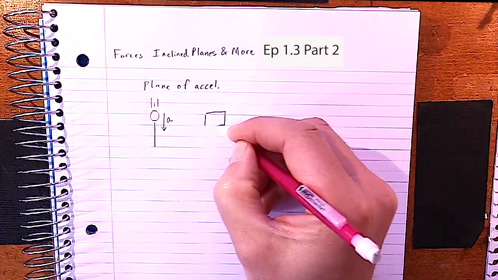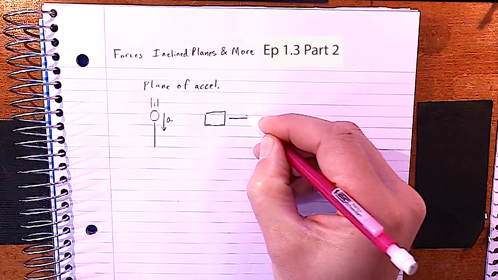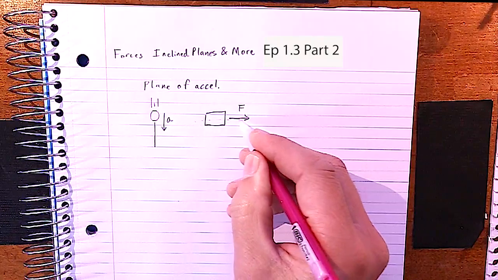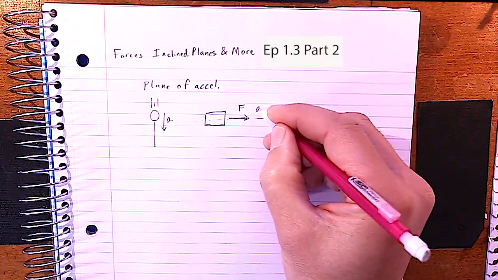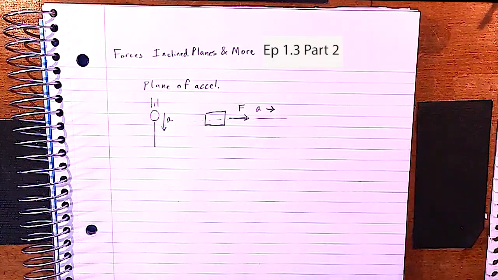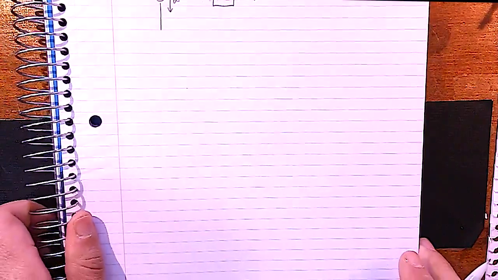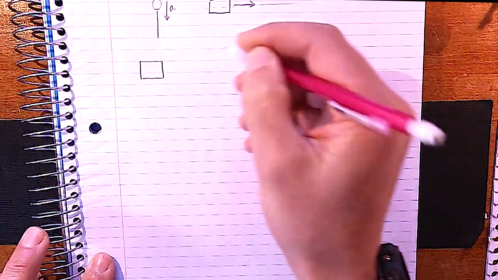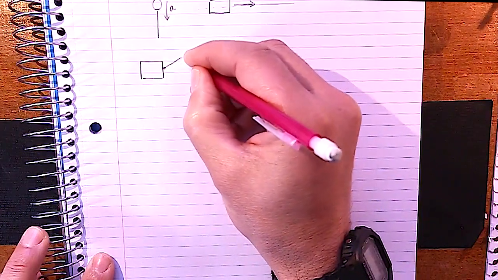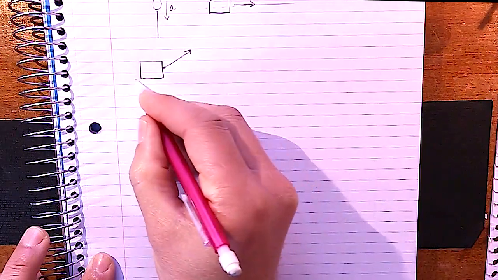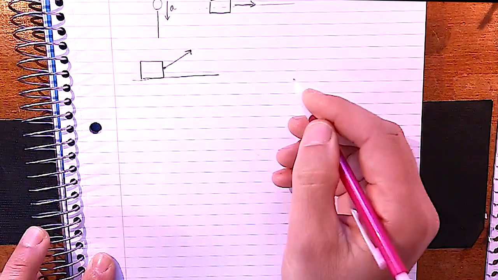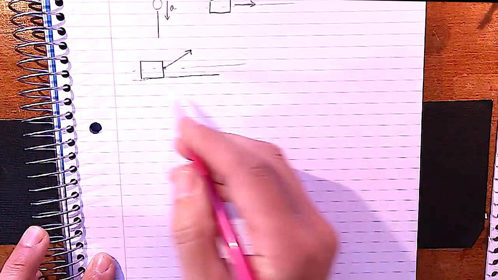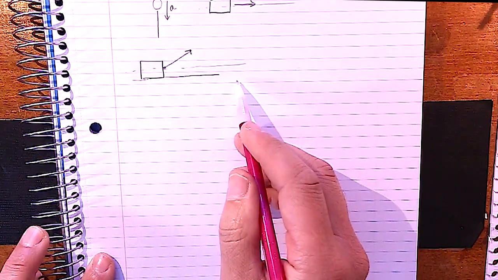In the same way, if we have a block that's dragged to the right with a force, our plane of acceleration is also along here. So our acceleration acts like that. But what happens when that's not the case? What happens when we have a box that's dragged at an angle like this, but it slides along the table horizontally? In this case, our plane of acceleration is horizontal, parallel to the table.